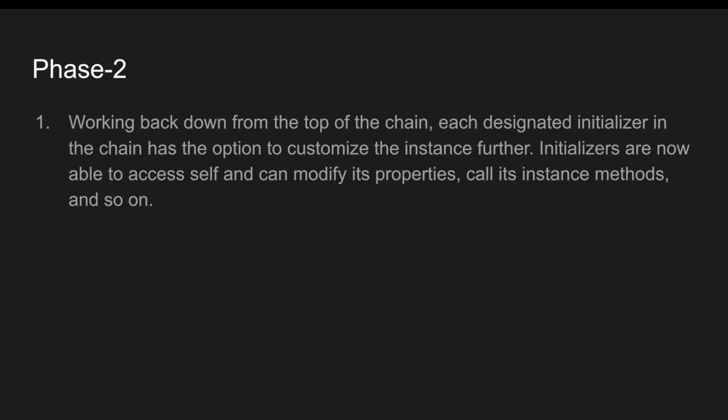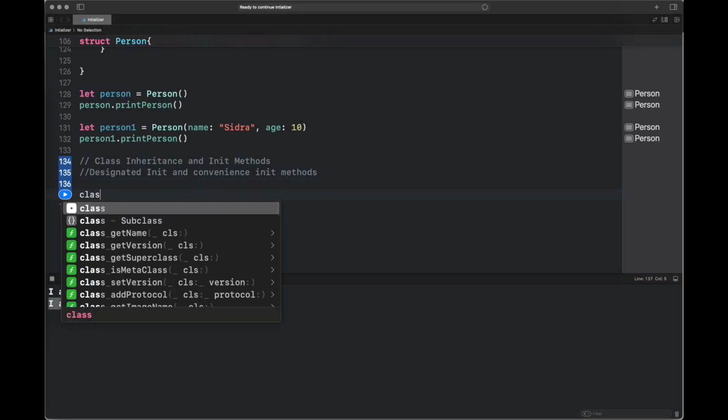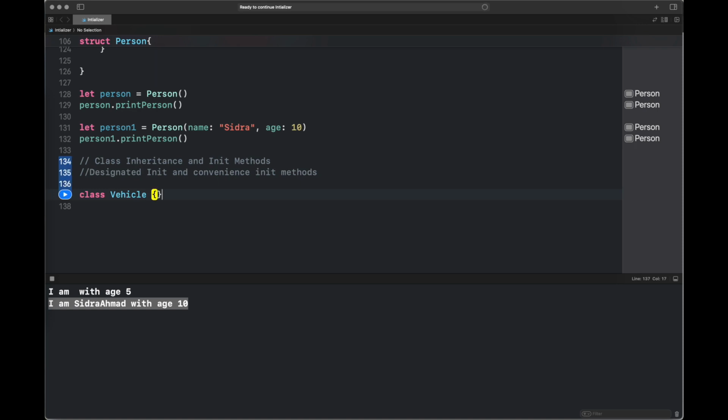After that, we are going to work back down from the top of the chain. Each designated initializer in the chain has the option to customize the instance further. This is the same as phase 2 we have discussed. Initializers are now able to access self and can modify its properties, call its instance methods, and so on. So how are we going to customize these values? They are able to access self, modify its properties and call its instance methods. And on point number 2, finally, any convenience initializers in the chain have the option to customize the instance and work with self. So in phase number 2 comes the convenience initializer, which can help to assign the value. Here we are going to see some of the concepts in action.